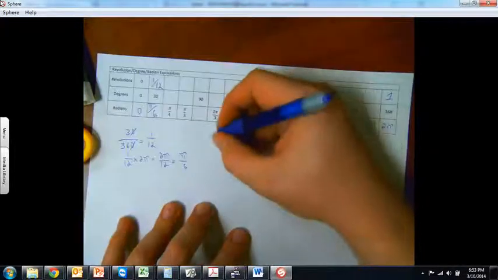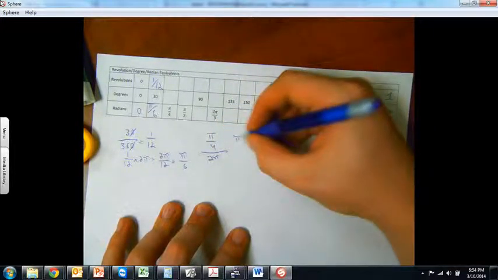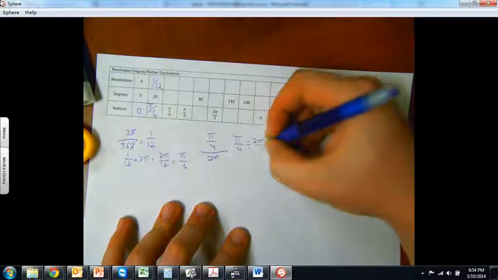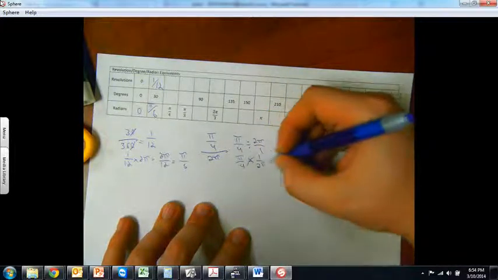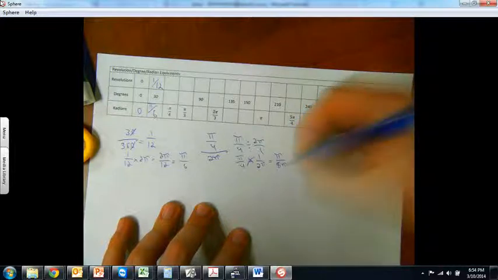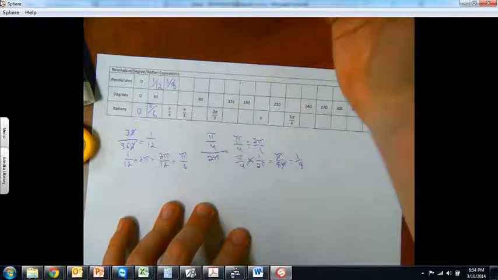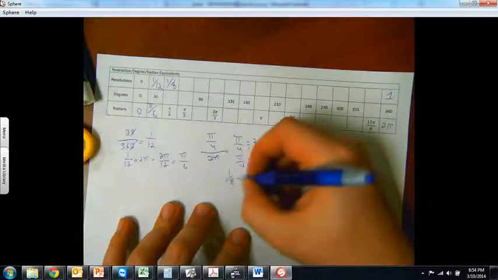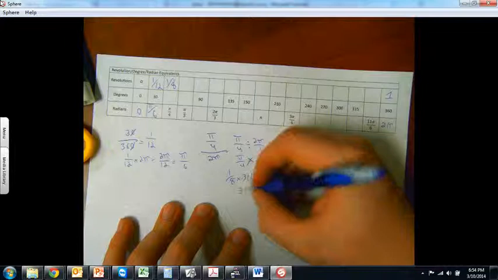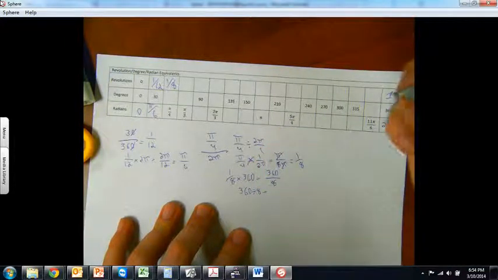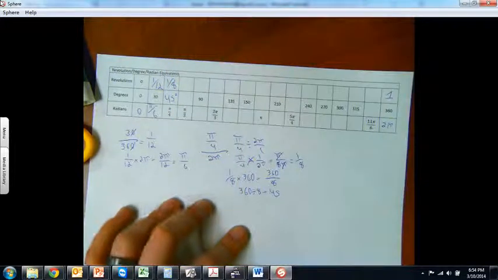Radians to degrees. Pi over 4 over 2 pi. So it's going to be pi over 4 divided by 2 pi over 1. Pi over 4 times 1 over 2 pi turns into pi over 8 pi. Pi's cancel, I get 1/8 revolution. 1/8 times 360 is 360 over 8. So 360 divided by 8 is 45. 45 degrees.